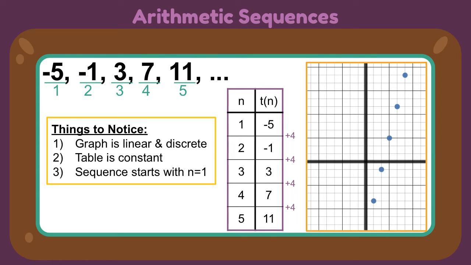So again, just a quick review. The graph for an arithmetic sequence is linear and discrete. The table grows by a constant rate. And then the sequence is going to start with n equals 1. That means that this first term here would be at n equals 1 in your table.